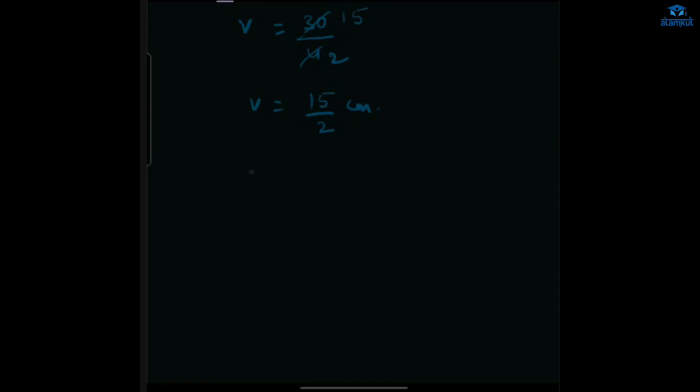So the image formed is virtual, and if it is virtual, then it will be erect. Virtual and erect, and it is 15 by 2 centimeter from the pole. Positive 15 by 2 centimeter from the pole. Then you need not mention whether it will be right hand side or left hand side. So positive 15 by 2 centimeter from the convex mirror. So write it like this.